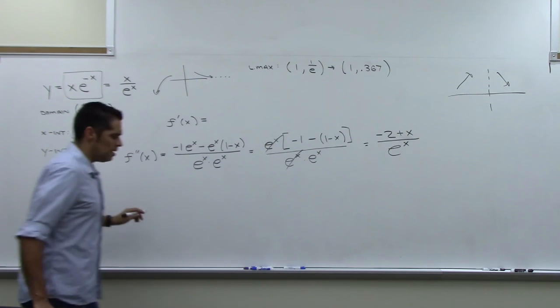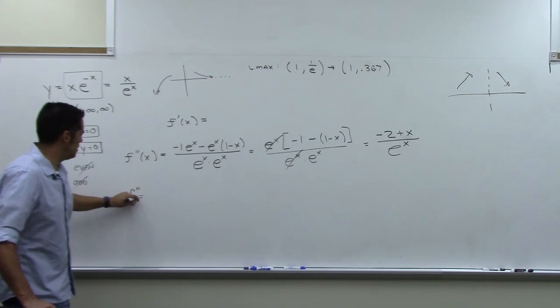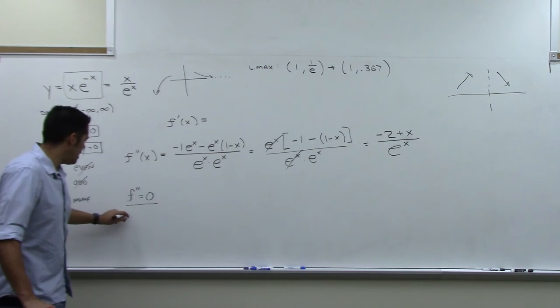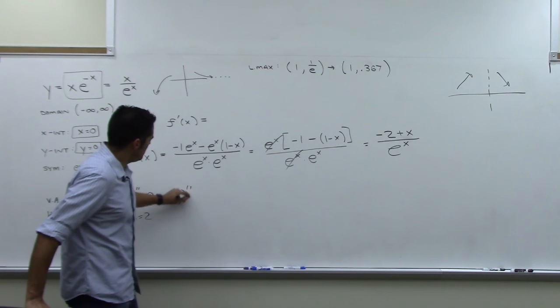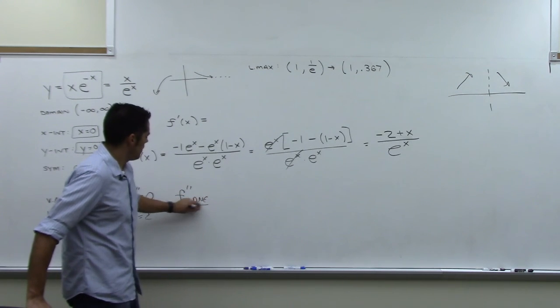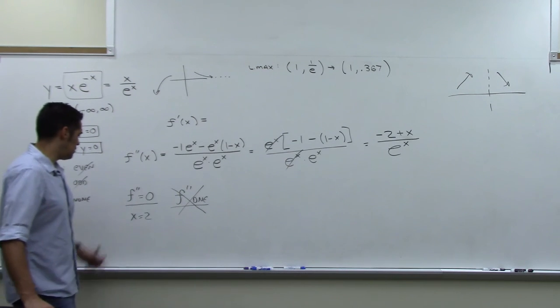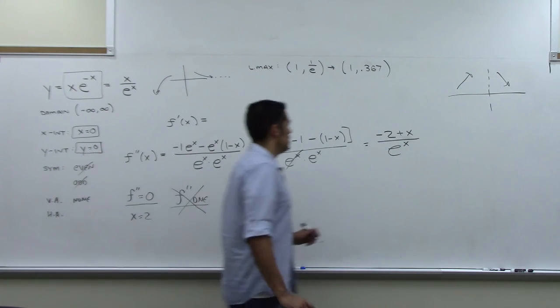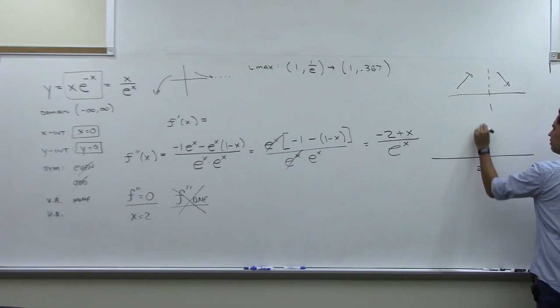Then I ask myself, all right, when is that 0? And that happens when x is 2. When does that not exist? That doesn't happen because the denominator can't be 0. E to the x can't be 0. So x is 2. I'll do it way over here. X is 2. That's my critical number.